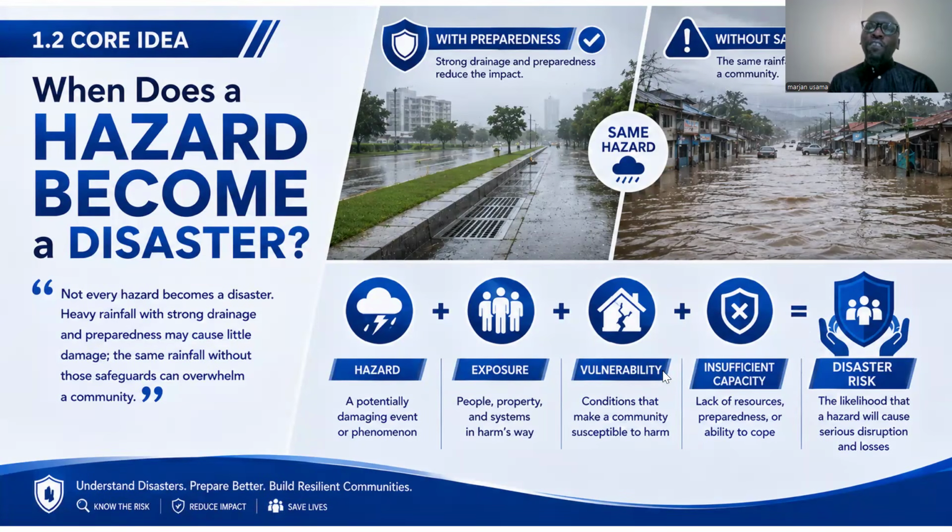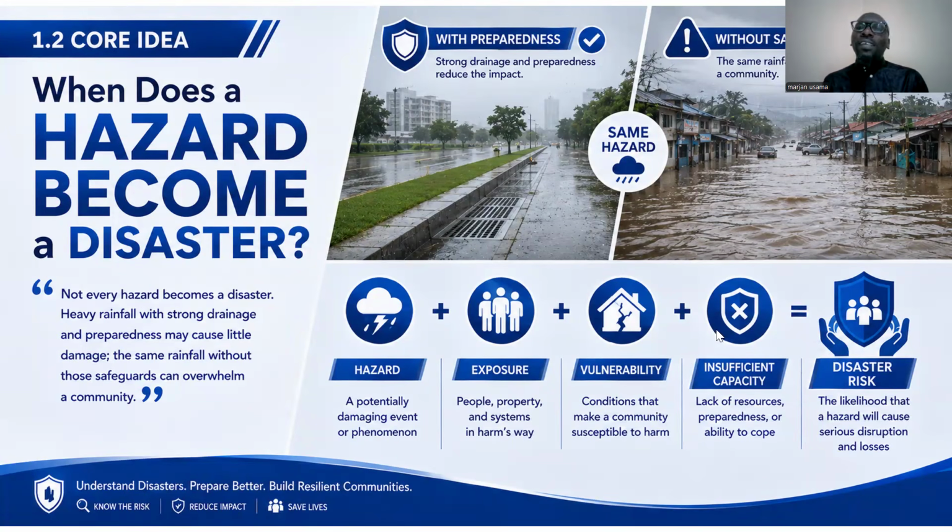Then number 3, we have vulnerability. What is vulnerability? Conditions that make a community susceptible to harm. Look at the picture. Which community is vulnerable? On one side, the drainage system is okay, but look at the other side. Which side is vulnerable? The picture on the right, the people living there, they are vulnerable. But the other picture, they are not vulnerable, because look at the infrastructure, look at the drainage system.